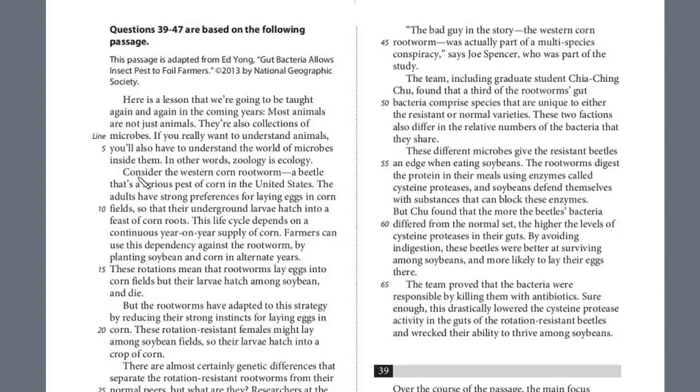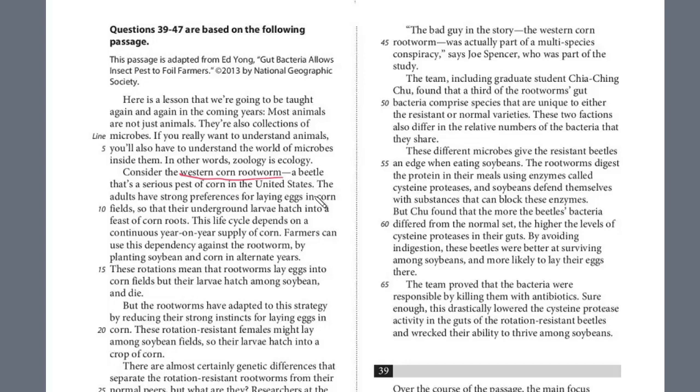In this lesson, we'll conclude a review of PSAT Reading Test 2, Section 1. We're still on the fifth and final passage, Gut Bacteria Allows Insect Pests to Foil Farmers. And if you've watched these videos in sequence, in the previous lesson we discussed this serious pest of the U.S., the western corn rootworm, and how farmers were having a difficult time eradicating them.